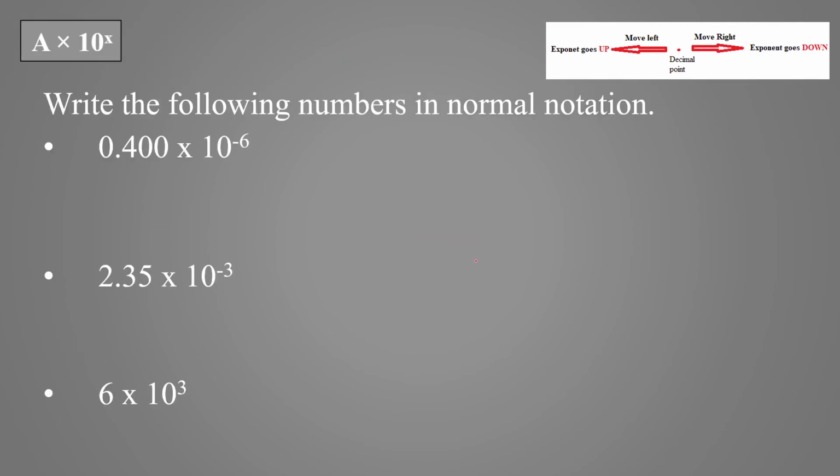Let's do some more examples. Okay, here you have to write the following numbers in normal notation. So you have some exponential forms given, and you have to convert them to normal notation. And again, your normal notation is a number multiplied by 10 to the 0. So you have this negative 6 exponent here. You are converting this negative 6 to 0, which means your exponent is going up. So you will be moving this decimal point to the left. So let's write your number and then move it 6 places. 3, 4, 5, 6.